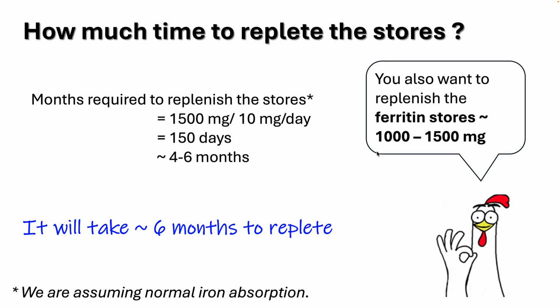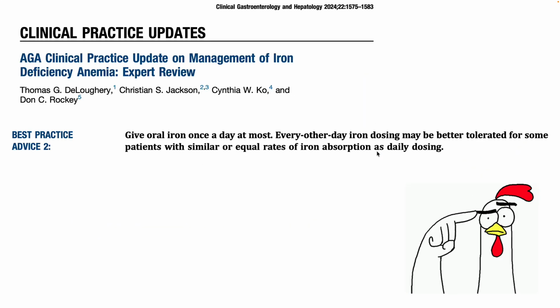However, you do not only want to correct the hemoglobin levels, but also want to replenish the stores, which is about 1500 milligrams. So assuming 10 milligrams per day absorption, it will take around 4 to 6 months to replete the stores. Again, this depends upon the rate of absorption of iron, but most societies will recommend giving at least another 3 months of iron supplementation once your hemoglobin corrects.